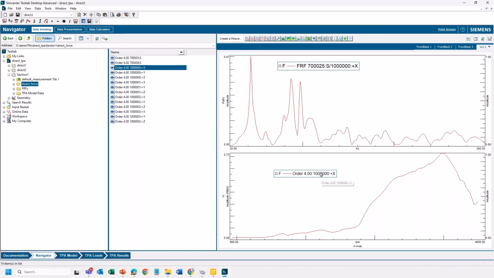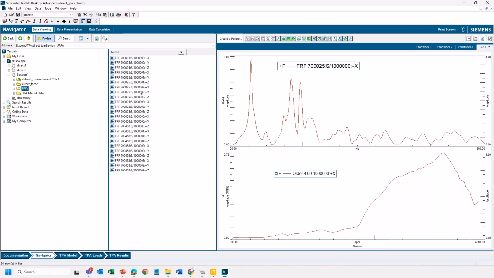If you're going to use the Testlab transfer path analysis software, you really have to take care of the names so that the names of the forces match the denominator of the FRF. Here I can see that there's forces at 1 million in the Y and Z, 1,000,001, 1,000,002, 1,000,003, X, Y, and Z. If I look at the FRFs, it's the same thing. There's 1 million X, Y, and Z, 1,000,001 X, Y, and Z, et cetera, et cetera. Yep, the force names have to match the denominator of the FRF. All right. It'll make your life a lot easier.